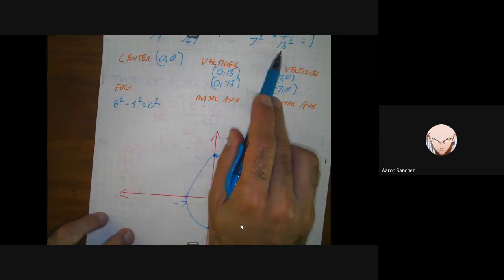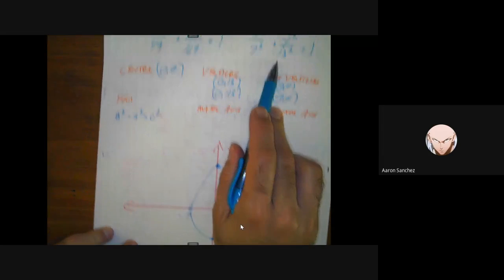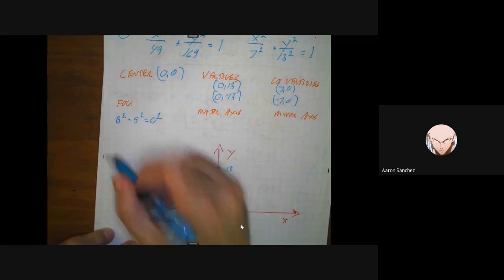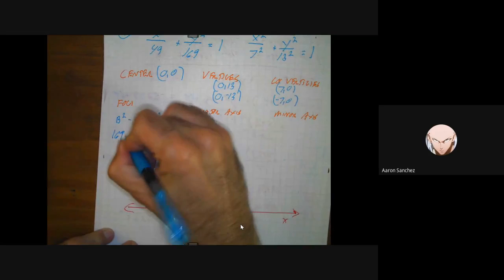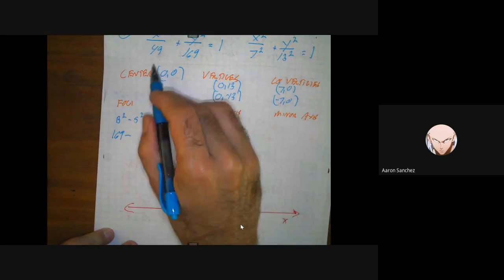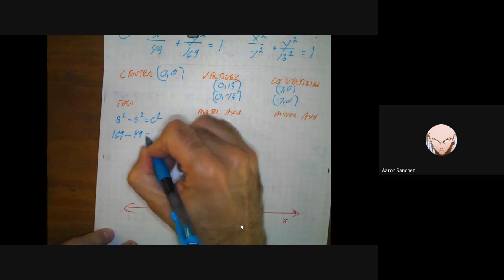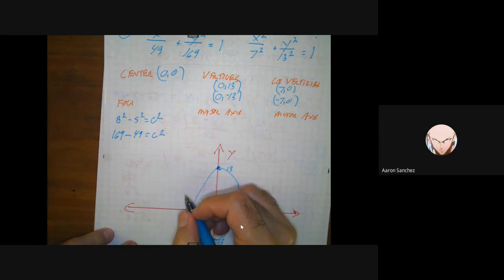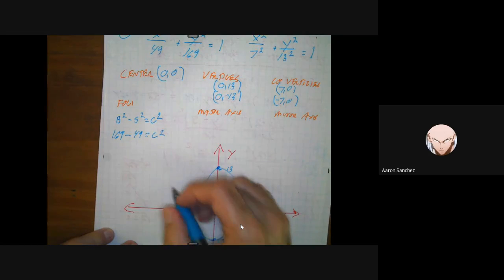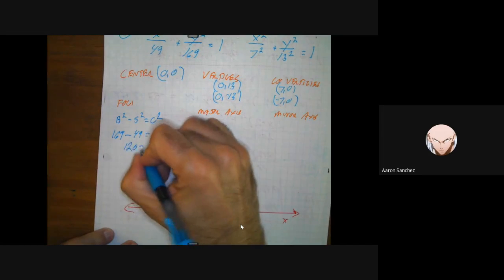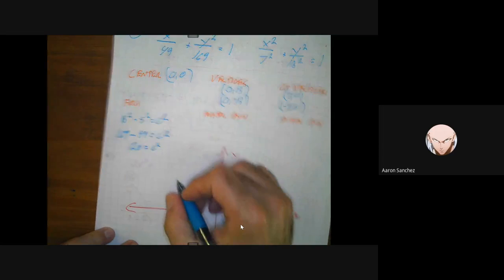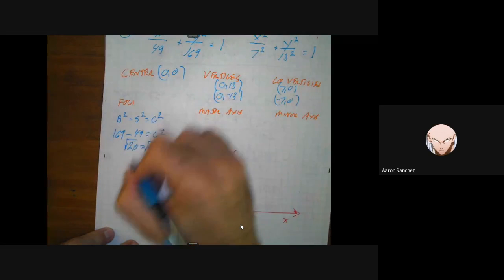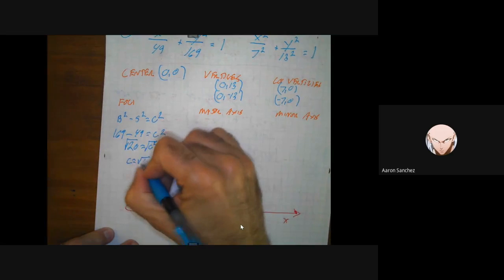Okay, so big squared minus small squared. Big is 13 squared, which is, guess what? 169. So 169 minus small squared, which is 7 squared, which is actually 49. It's already calculated there, equals c squared. 169 minus 49 is 120 equals c squared. Take the square root, and I get c equals the square root of 120.